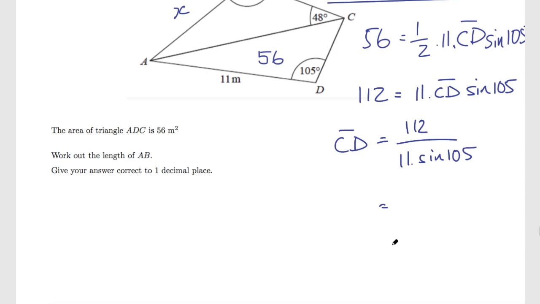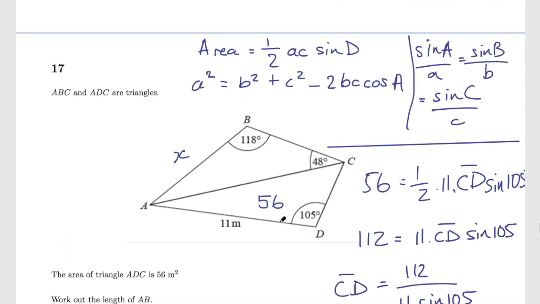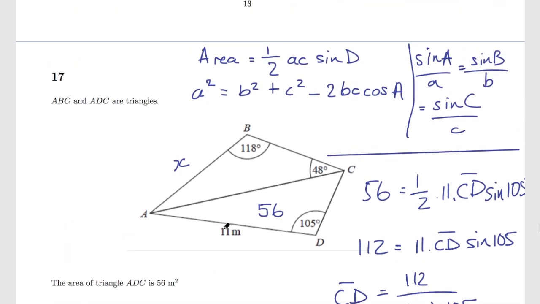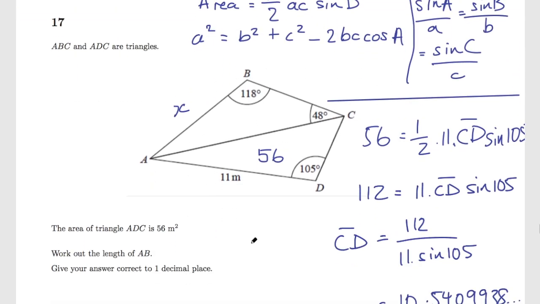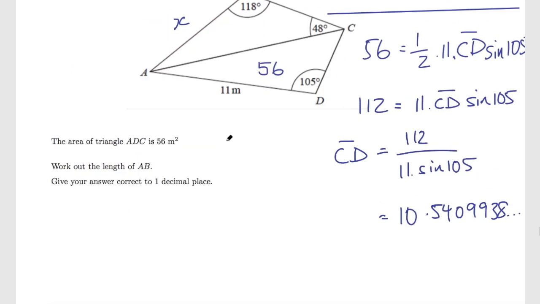So the answer to that ends up being 10.54099938. Remember, when you're doing these types of problems, only round off at the very end. Until you get to the end, keep the number of decimal places as long as possible. So I've got the length for CD, and then I can use the cosine rule to find the length of AC. So the process to that looks something like this.